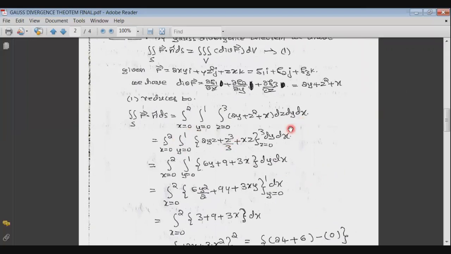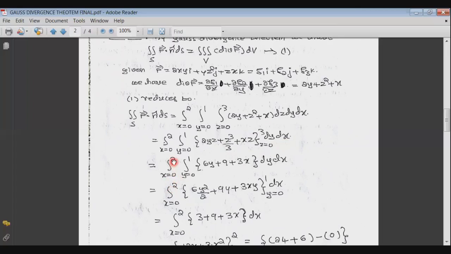Now once you go on integrate, we can write these two as it is. That is 2y with respect to z means 2yz, plus z square with respect to z is z cube by 3, plus x as it is. Sorry, x as it is. Now 1 with respect to z is z. But to take the limit from 0 to 3, then with respect to y, then with respect to x.